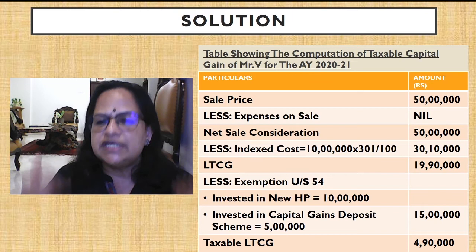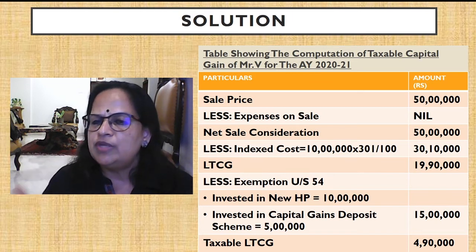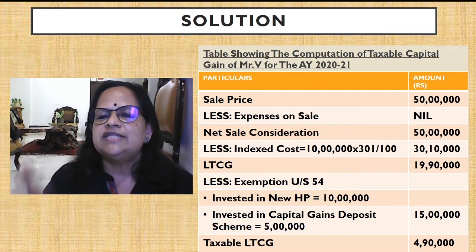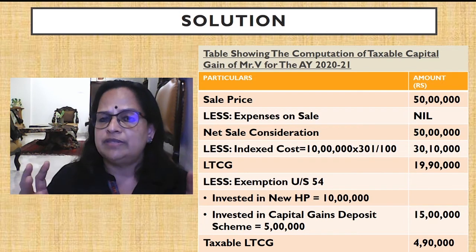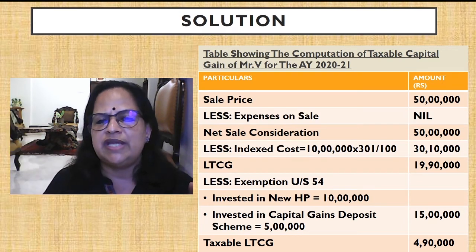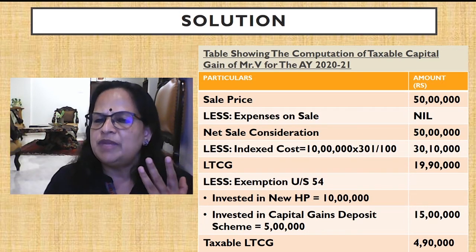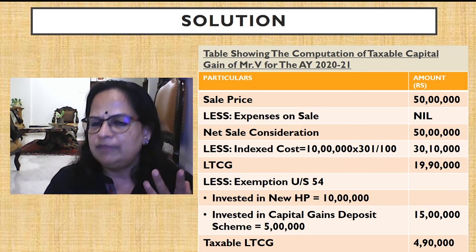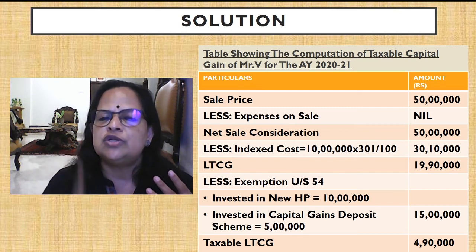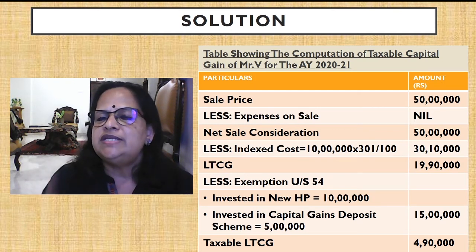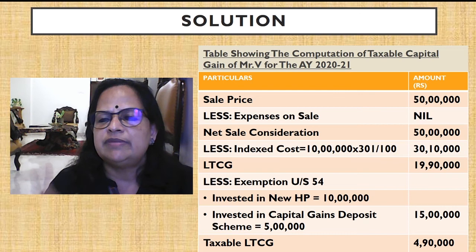Now less indexed cost. Indexed cost: 2001 value we are taking, 10 lakhs into 301 divided by 100. We will get 30 lakhs 10,000. Now it's long term because 2001 and 2019. I told you the question will not mention whether it is short term or long term, and tax rates are different. It's your duty to find out whether it is long term or short term. So 19 lakhs 90,000 he got long term capital gain.